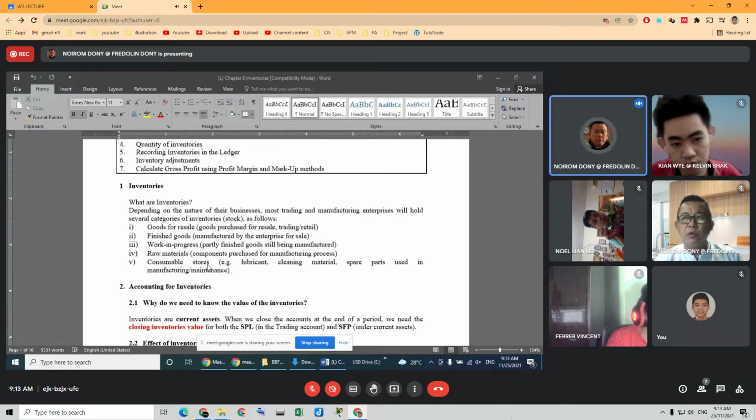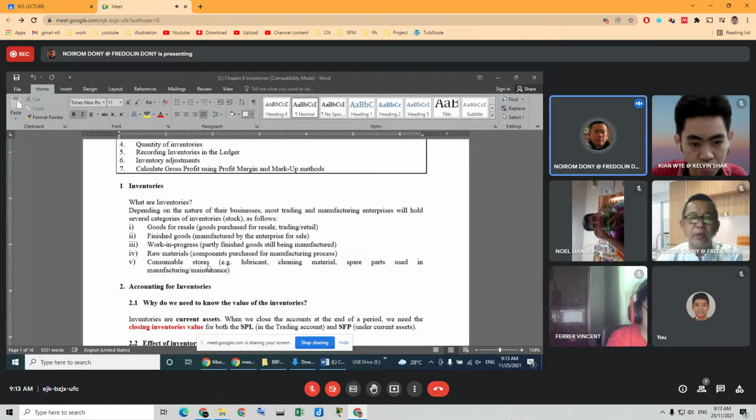Consumable store, meaning items that can be used in the factory or in the trading in order to upkeep the machine or to maintain the machine or to maintain the building, the business building. So let's say we have lubricant. Lubricant is for servicing of the machine, cleaning material to ensure the building or the shop always clean. Spare part used in manufacturing and maintenance.